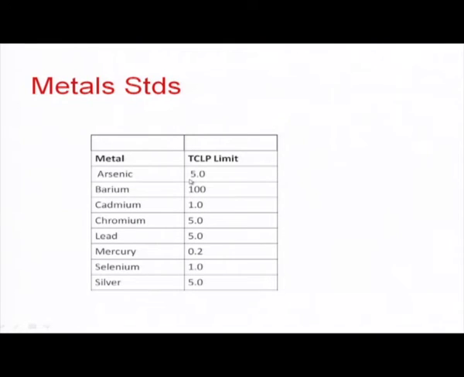disposal into landfill. And if you look at the values, usually it is 100 times the drinking water standard of the WHO standard. For arsenic, it is 0.05 milligram per liter, whereas the TCLP limit is 5 milligram per liter.